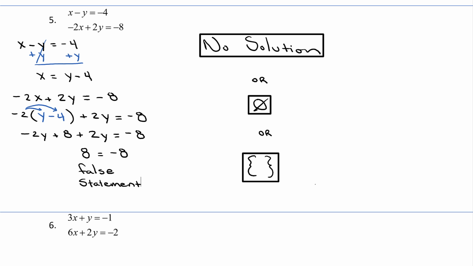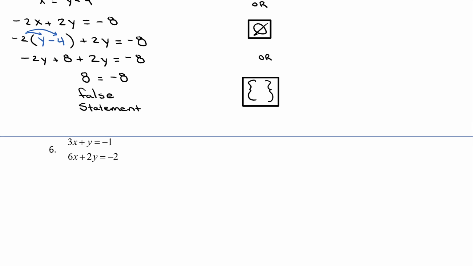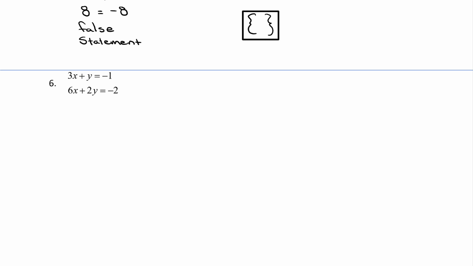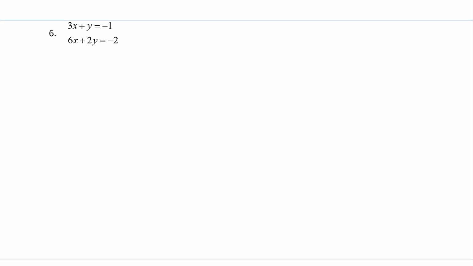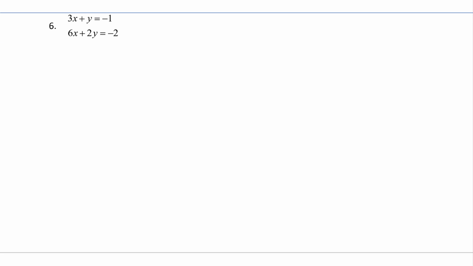Okay, number 6. We have the system 3x plus y equals negative 1 and 6x plus 2y equals negative 2. The easiest variable to solve for here would be the y in the first equation, so we're going to subtract 3x from both sides of that equation to isolate the y. We will be left with y equals negative 3x minus 1.